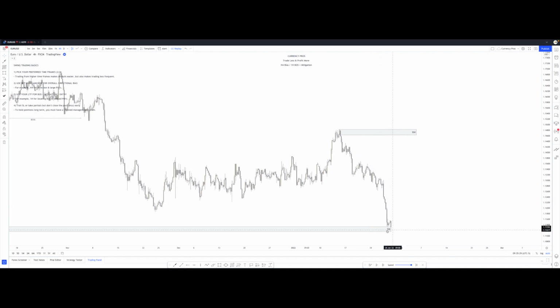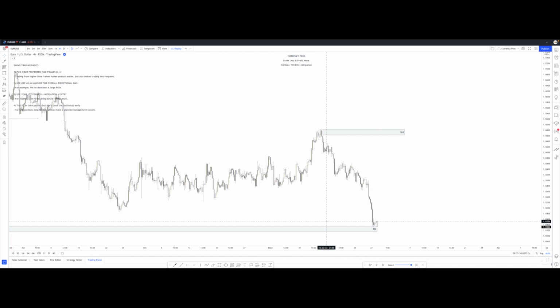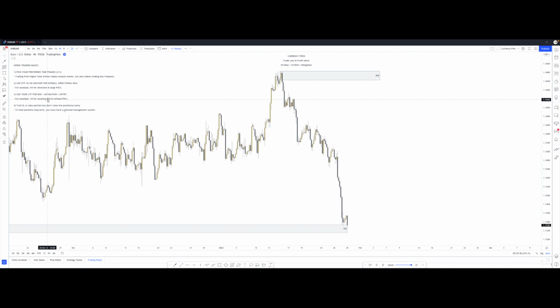However, we're currently reacting to a 1-hour demand zone, and price kind of stalled out here. So we'll play price forward in a little bit and go through some trade examples. But for now, let's continue with these tips here.